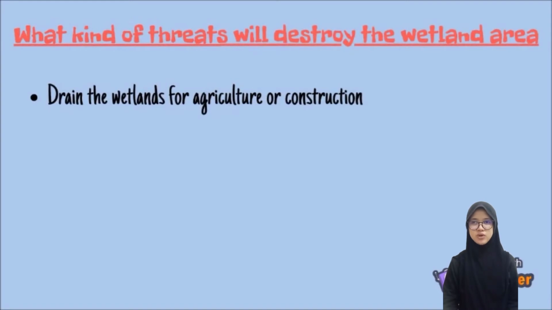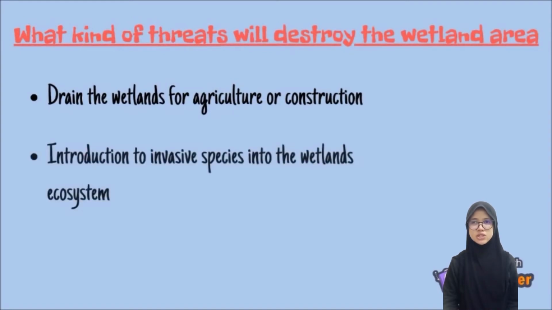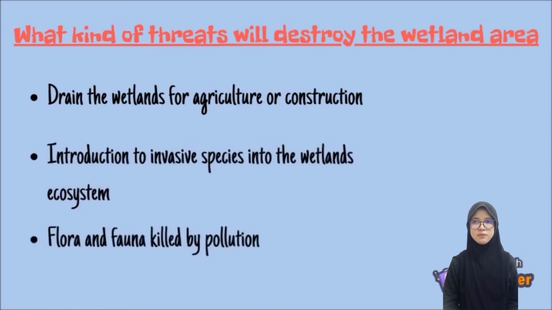Draining the wetlands for agriculture or construction is one of the threats that will destroy the wetland area. It will surely destroy the ecosystem and deprive us of the benefits from such areas. Secondly, an introduction of invasive species into the wetland ecosystem will destroy the area because it will lead to an imbalance of the existing ecosystem.